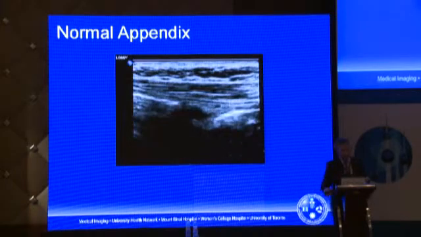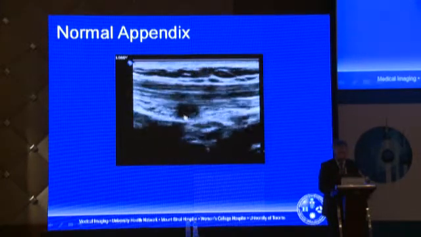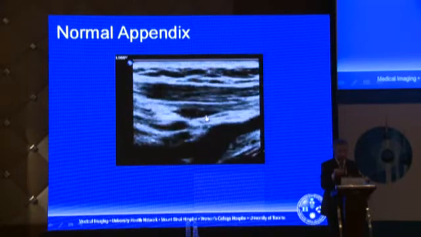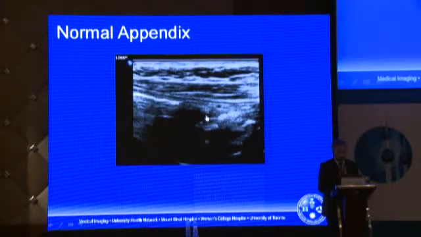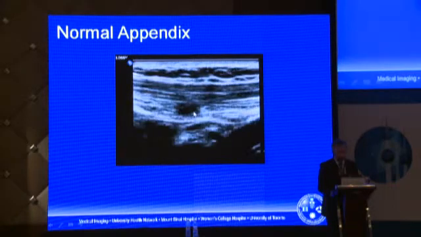Here's another example of a normal appendix. Again, we've tracked it. We can see it beautifully. You can see the layers of the appendiceal wall. We're scanning it all the way down to its tip. It's compressible.